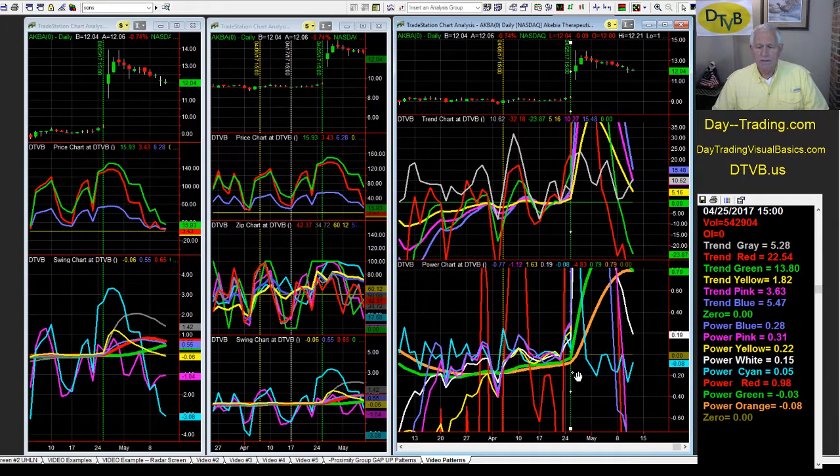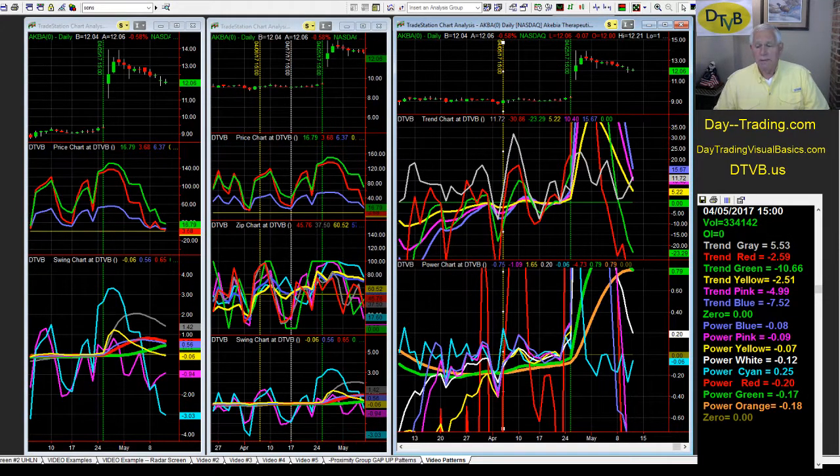Interestingly, this gap up occurred with power green and orange just slightly under 0. And that's one of the other key things I've told you about in previous videos: the green and orange lines need to be near 0. If you go back to the yellow line right here, power green is at minus 0.17, power orange is at minus 0.18. Both of them are at minus.